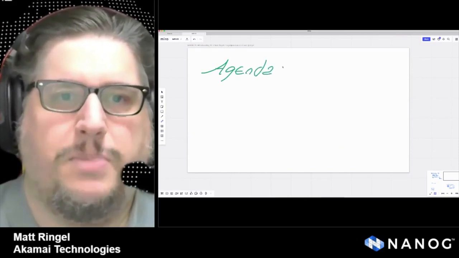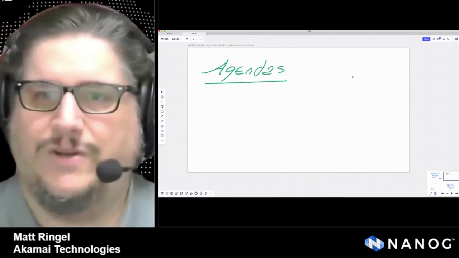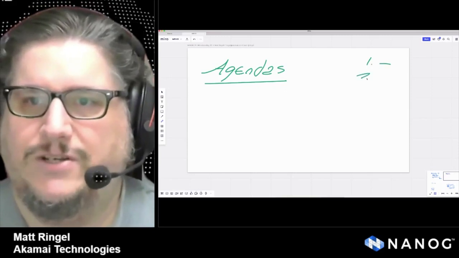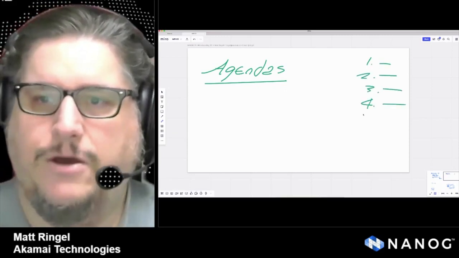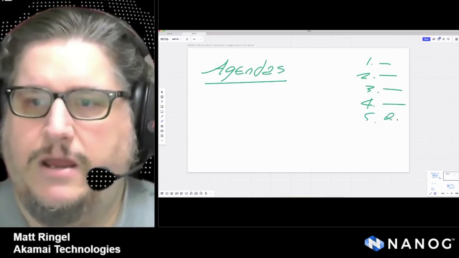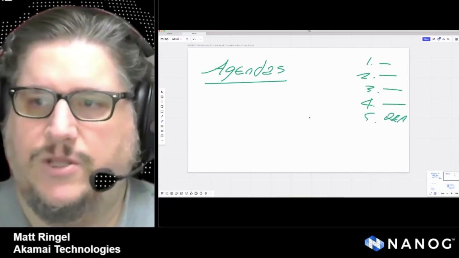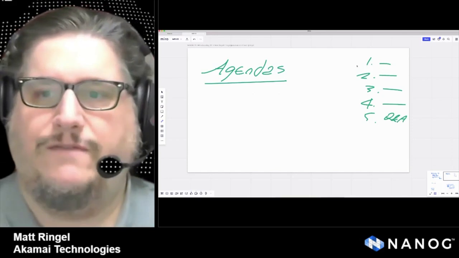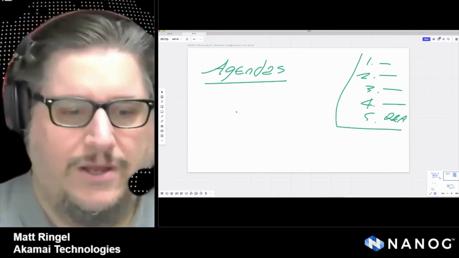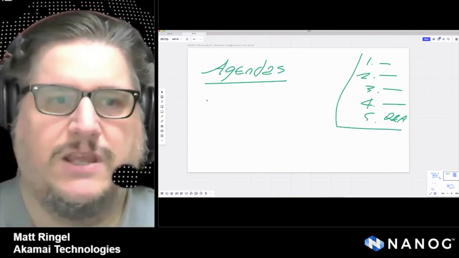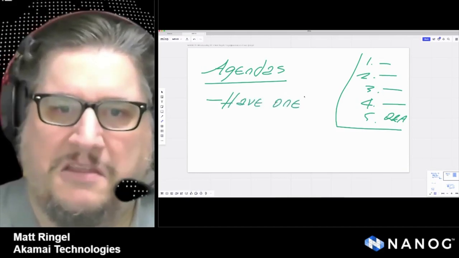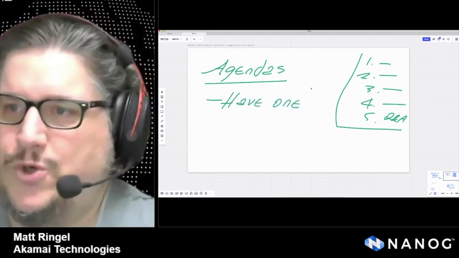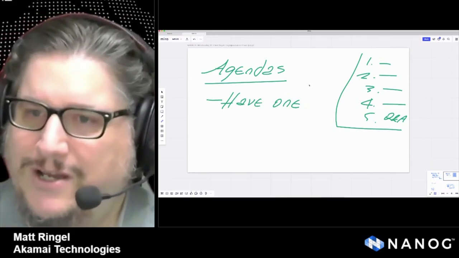Agendas! So an agenda: first we talk about X, then we talk about Y, then we talk about unicorns, then we talk about mangoes, and then there's Q&A about the mangoes and the unicorns. Great, got an agenda. So, the first thing about an agenda: have one. The easiest way to make sure that you stay focused is to have an agenda.